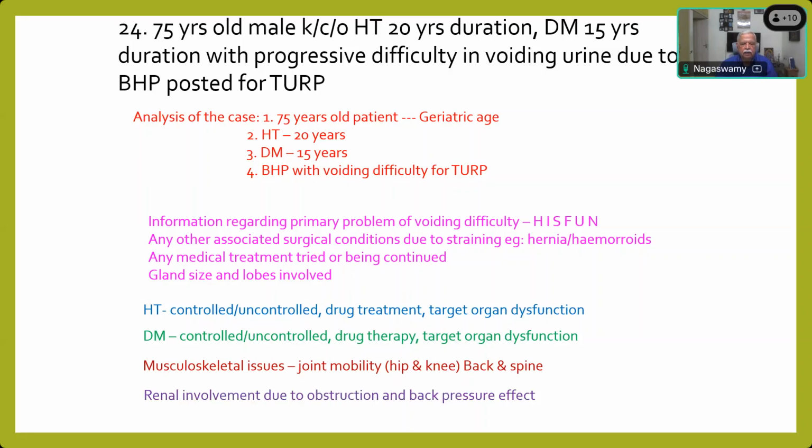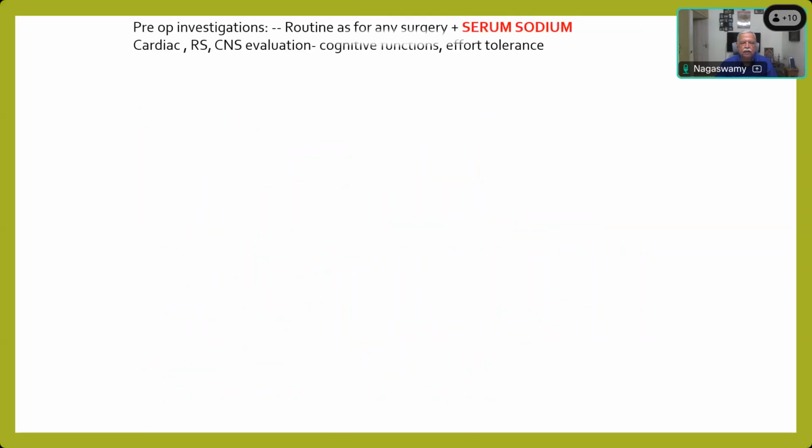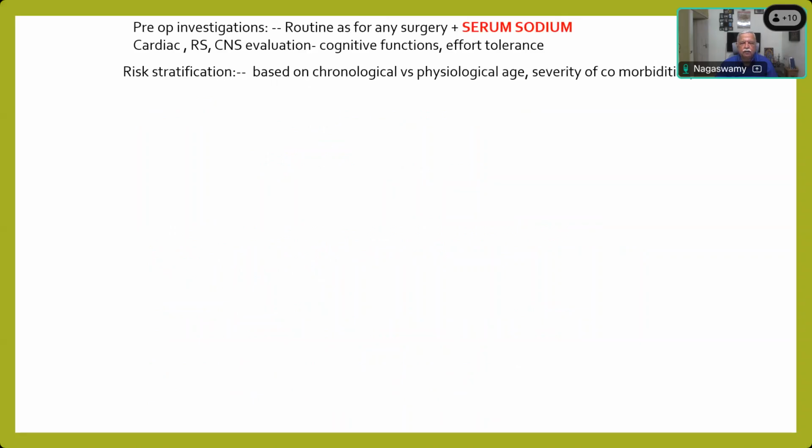Right. Then renal involvement due to obstruction and back pressure effect. In pre-op investigations, you have to document the pre-op serum sodium level. This is one of the important things in the pre-op investigation. Why is pre-op sodium very important? TURP can lead to hyponatremia, sir. Then only you can identify TURP syndrome. When you take a blood sample and send it first before you start treating TURP syndrome, you will find there will be a sharp drop in the sodium level.